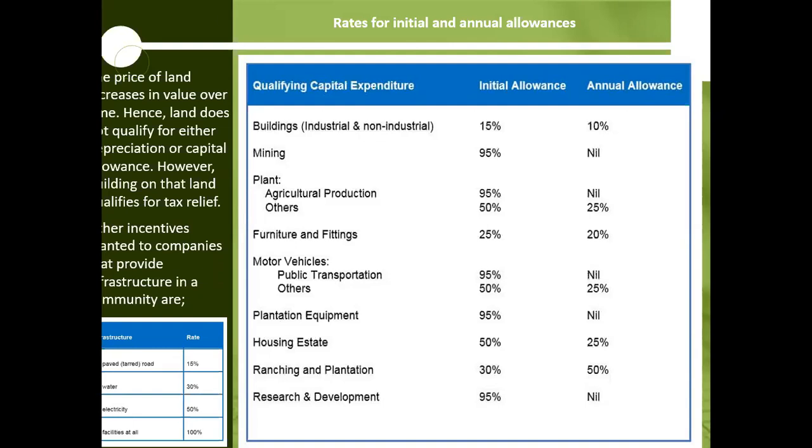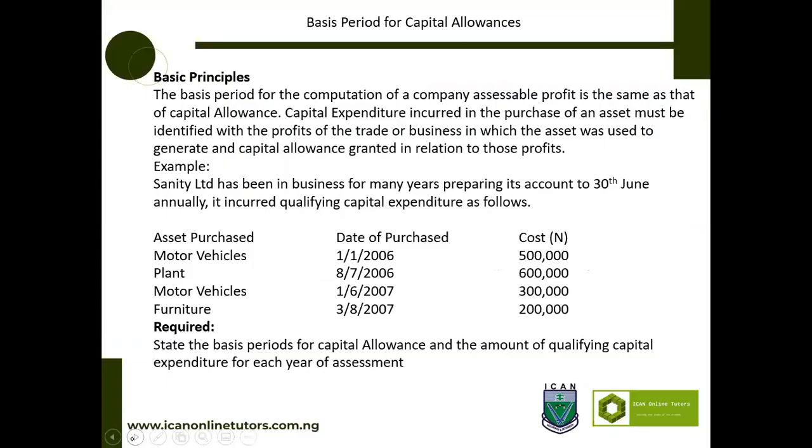Housing estate, 50-25. Ranching and plantation, 30-50. And research and development expenditure, qualifying criteria: expenditure that is put for research and development, capitalized, 95% initial allowance, annual allowance 0. Basis for capital allowance computation.